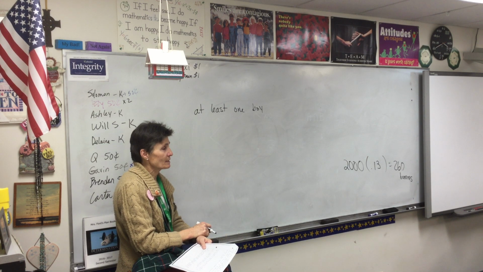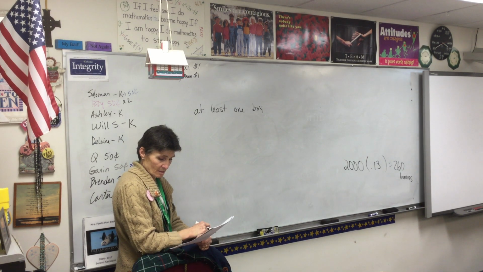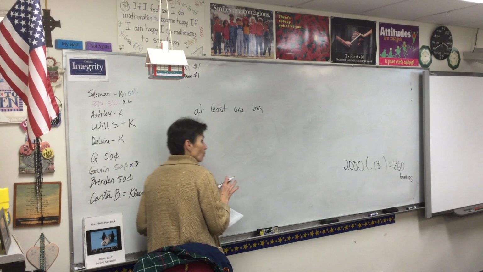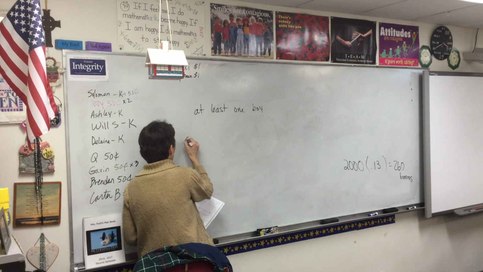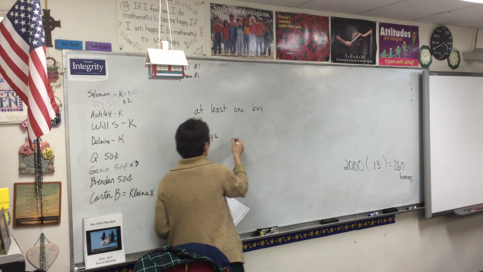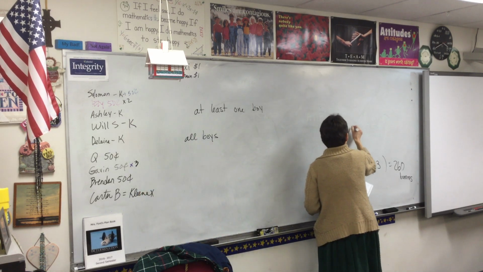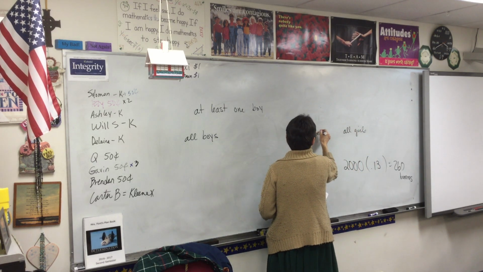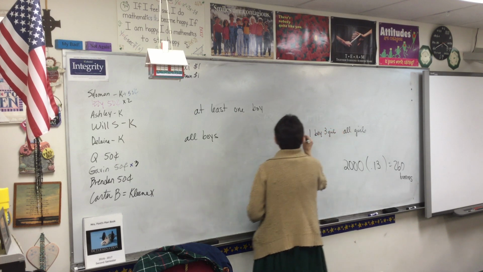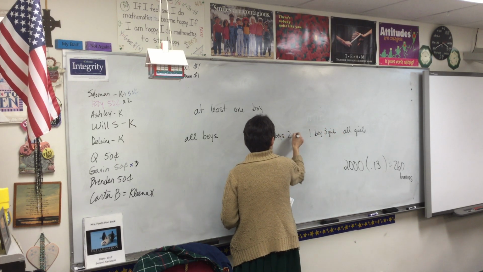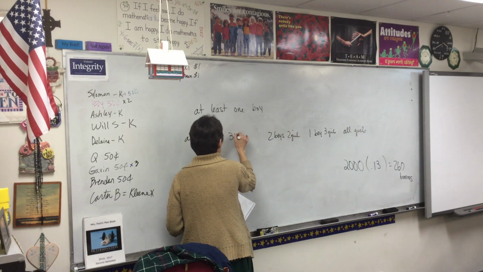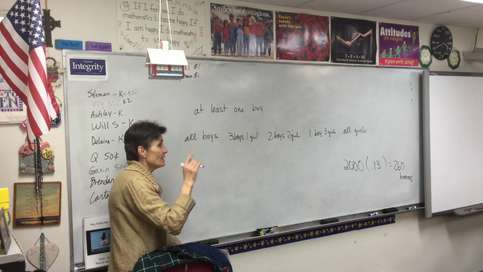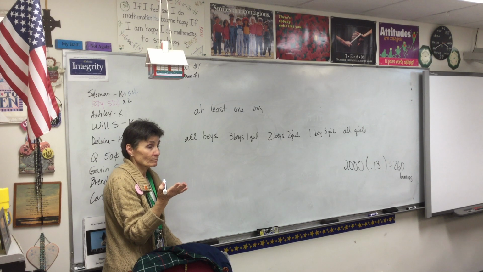What's the probability of at least one boy? So what can happen if you pick four kids? You can get all boys. You can get all girls. We could get 1 boy and 3 girls. We could get 2 boys and 2 girls. And we could get 3 boys and 1 girl. So these are the different options that we have. Everybody in agreement if you pick 4 people?